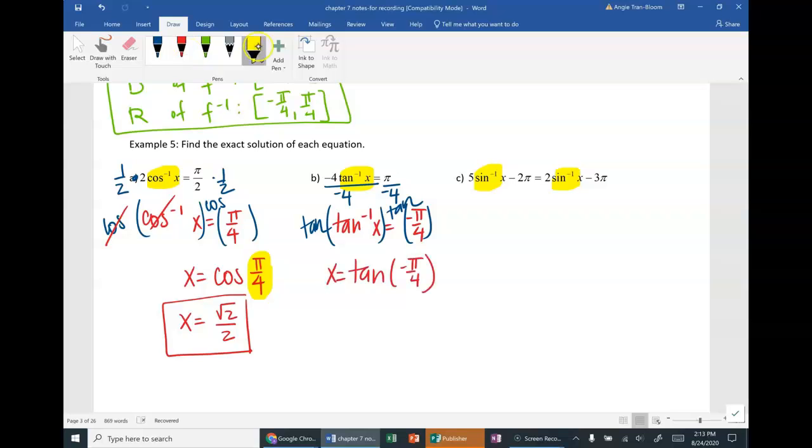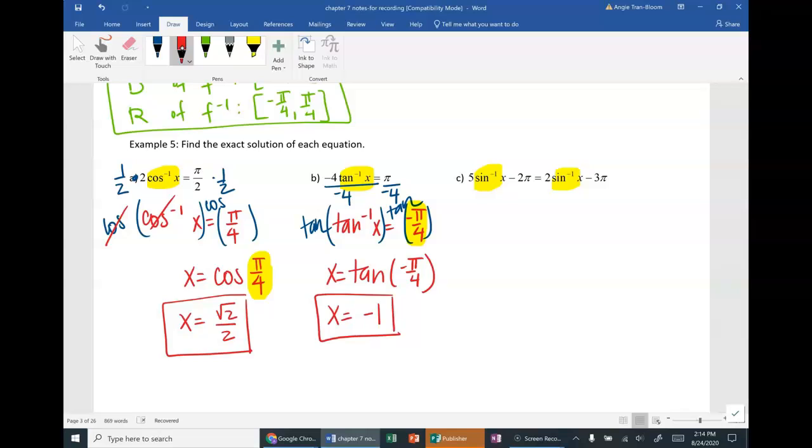Okay, so let's check this really quick. This -π/4, is that within the restriction of tangent inverse? Yes, it is, because tangent inverse is in quad 1 and 4, and -π/4 is in quad 4, so we're good. We can go on and find the answer. Now, because you know your unit circle really, really well, tangent of a -π/4 is actually -1. So final answer is x equals -1.